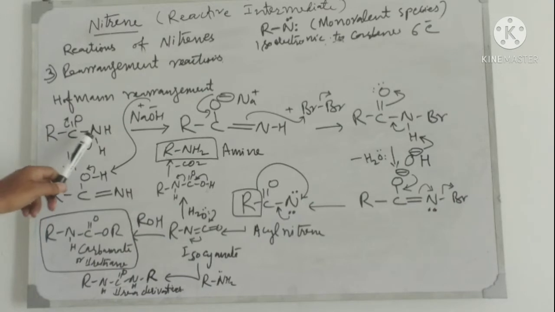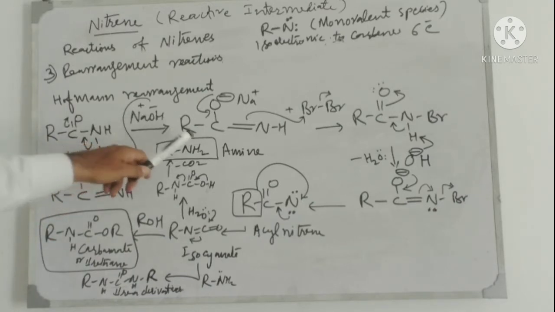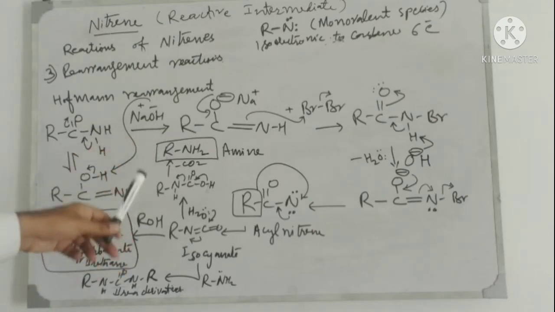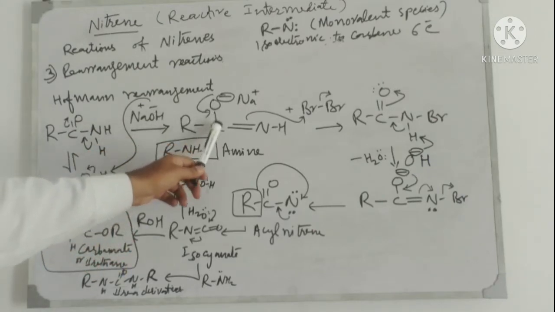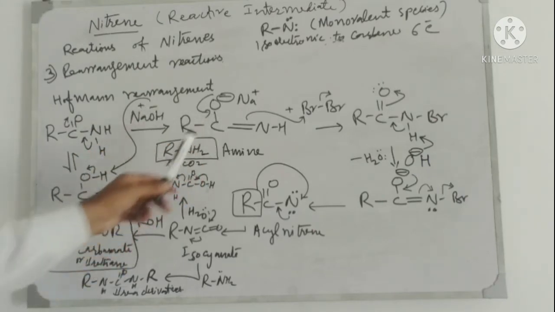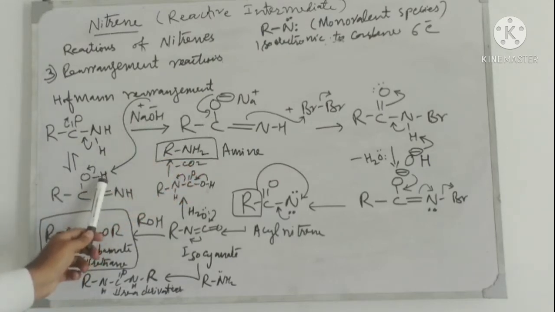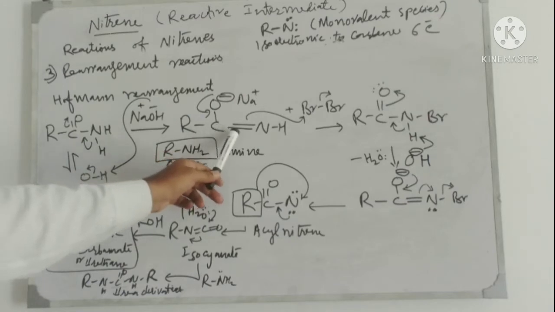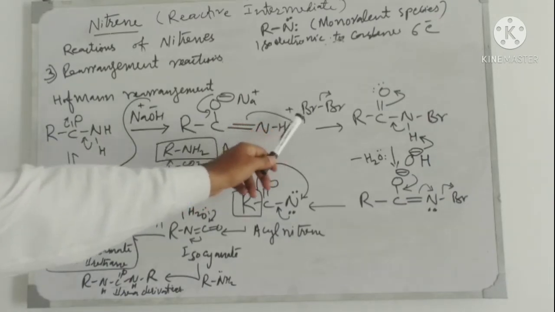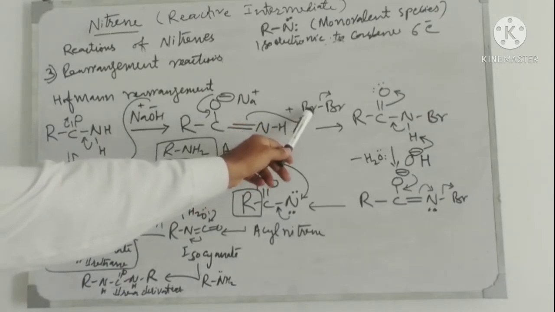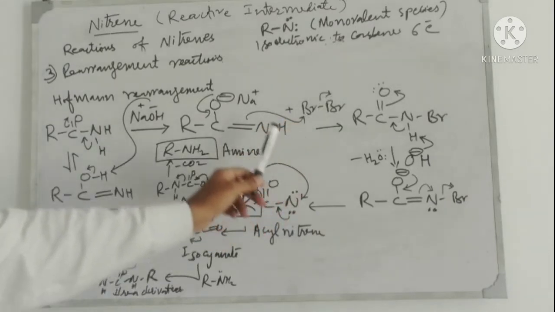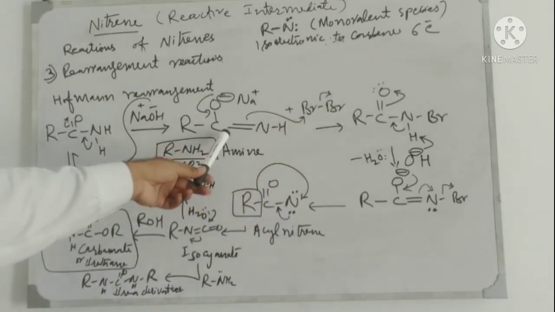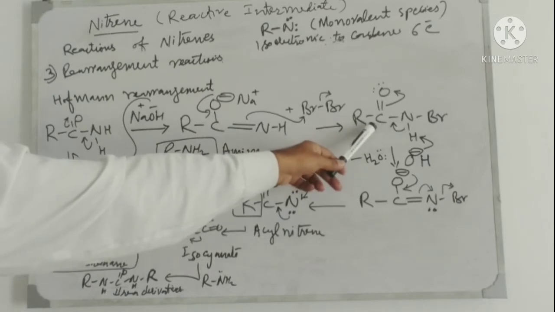This primary amide reacts in the presence of the base and forms this enolate-like anion. Then this base takes the proton here to form the anion. This anion acts as a nucleophile, then it reacts with this bromine, taking this bromine electrophile, and the bromide ion is removed. So it forms the N-bromo amide derivative.